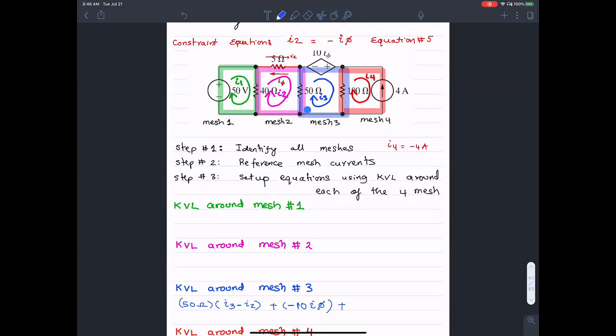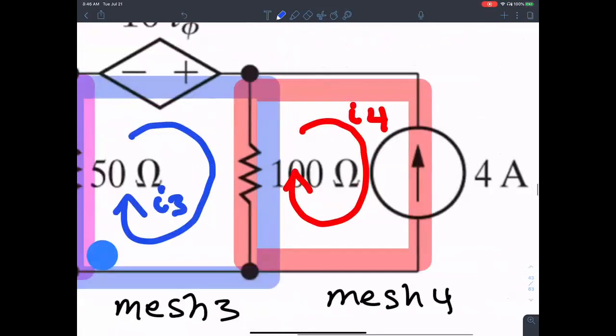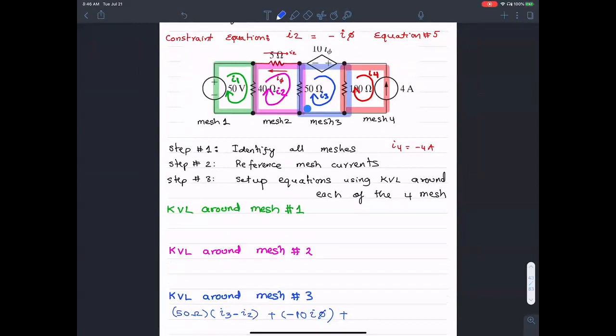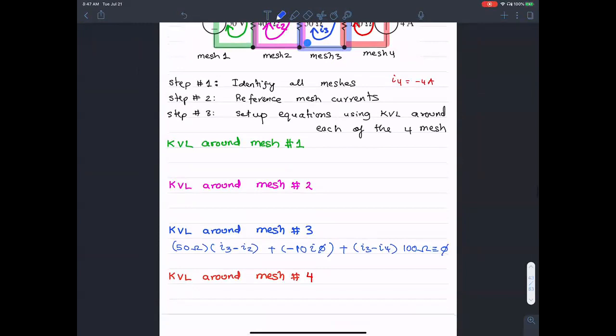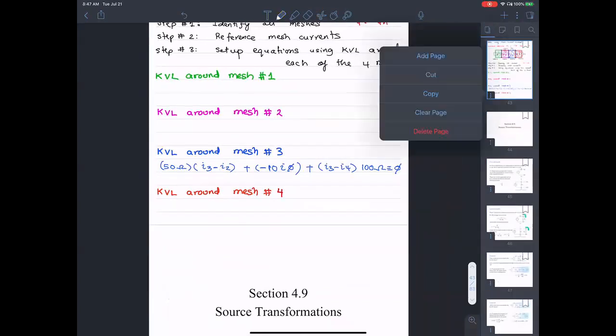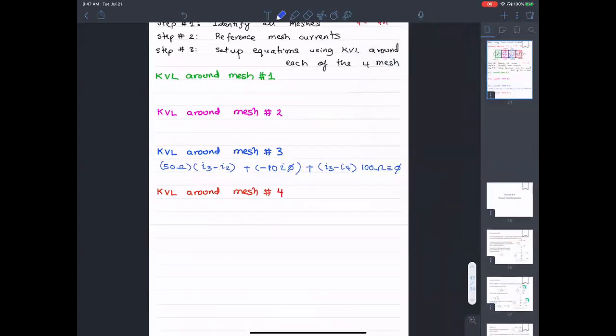Plus, let's do the other resistance, the 100 ohm resistance. There is one current I3 flowing down, and one current I4 going up. There are two currents, so I3 minus I4 times 100 ohms, and all of that should equal 0. If I were to clean this equation up, I'd get equation number 3.